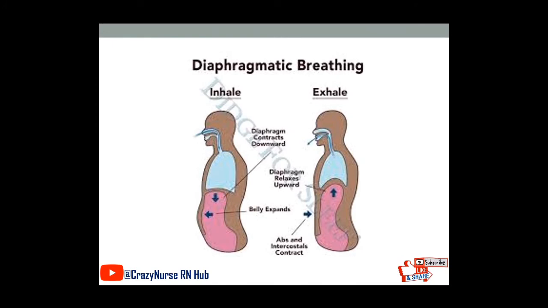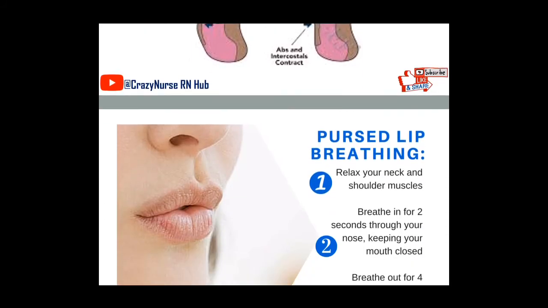So in your inhalation, the diaphragm contracts downward, so the belly expands. In the exhalation phase, the diaphragm relaxes upward and the abs and intercostals contract. Okay, so these are the mechanisms between your inhalation and exhalation phase.